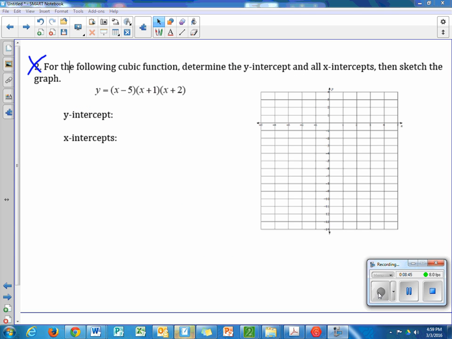For number 2, I explained that previously as well. All you have to do is find the x-intercept and the y-intercept. When you're done, you just sketch it there. So try to wrap it up and review the video for that too.